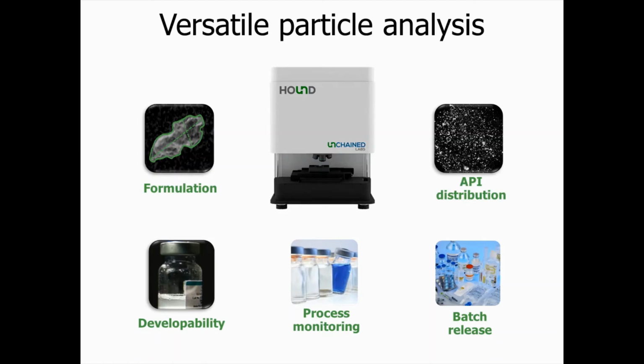Hound can be used for a variety of applications that need particle characterization and identification. It can provide quality and quantity information of the drug product through particle characterization, and it is the only particle analyzer equipped with Raman and LIBS identification capability to properly monitor process variability and batch release.